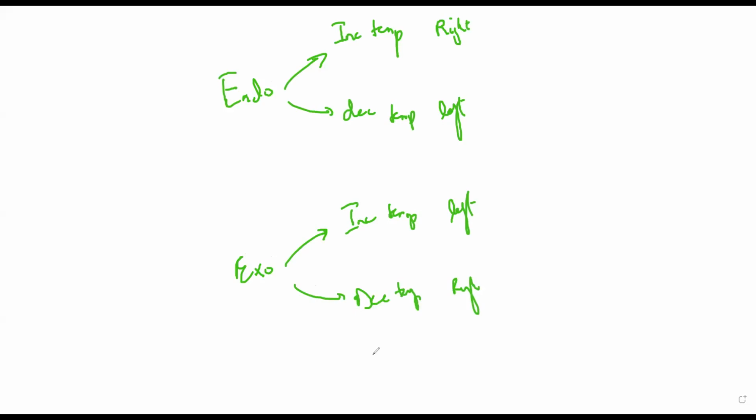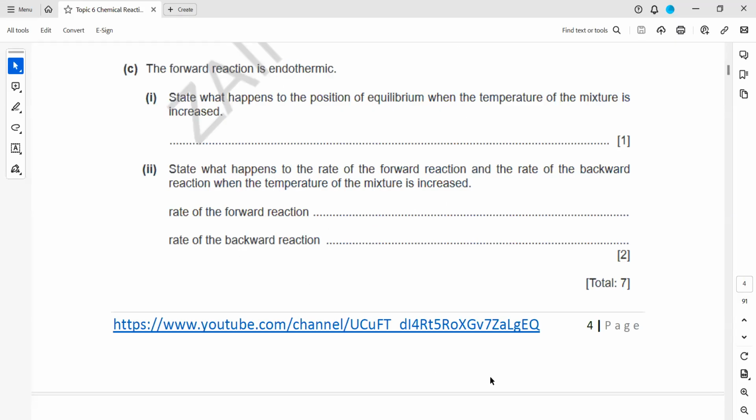So what happened in the previous question? As the reversible reaction is endothermic, we are increasing the temperature. So when we increase the temperature for an endothermic reaction, the equilibrium will shift toward the right whenever there's an increase in temperature.